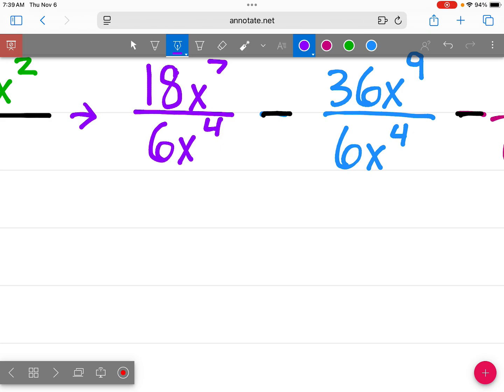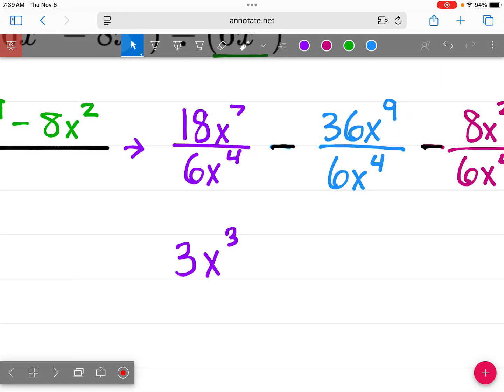We look at our purple one here. What does that simplify down to be? Yes. So 18 divided by 6 is going to give us a 3. X to the 7th over x to the 4th, 7 minus 4 is another 3. So this is x to the 3rd. Move this down a line real quick. Putting it down here. Then we have our minus sign, and we're going to look at our next one.